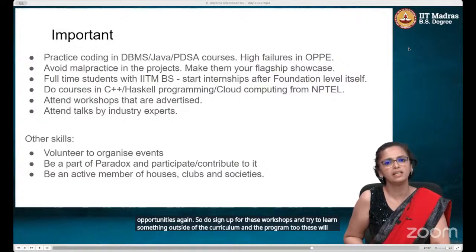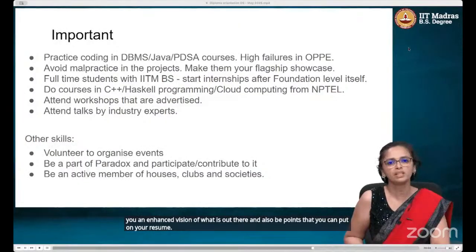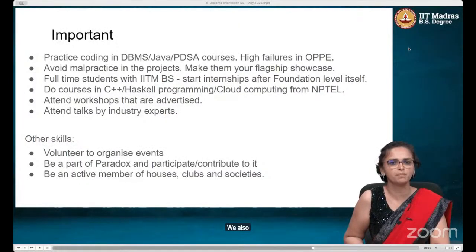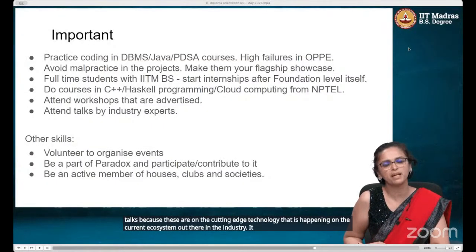These will really give you an enhanced vision of what is out there and also be points that you can put on your resume. We also organize talks by industry experts regularly. I try to attend these talks because they are on the cutting-edge technology happening in the current ecosystem out there in the industry. It gives you a better perspective of what is happening there.